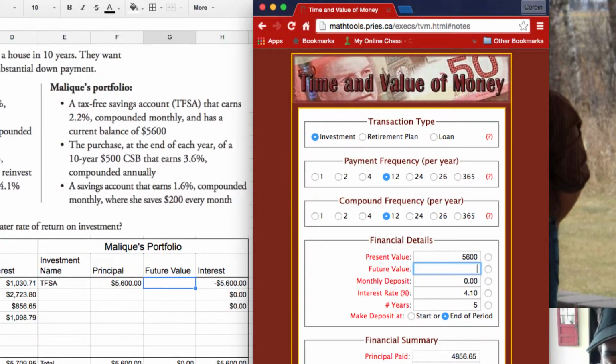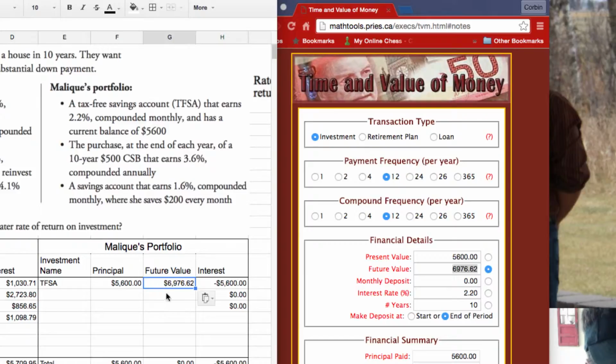Don't trust this yet. Monthly deposits, nothing, right? He just has the money in there once. Interest rate, 2.2, not bad. How many years? 10 years, because it doesn't actually say in this part, but remember they're doing it for 10 years total. Okay, and let's see how much it's worth. 6,000, nice, almost 7,000 bucks.